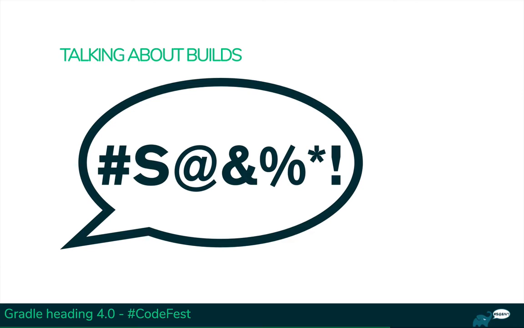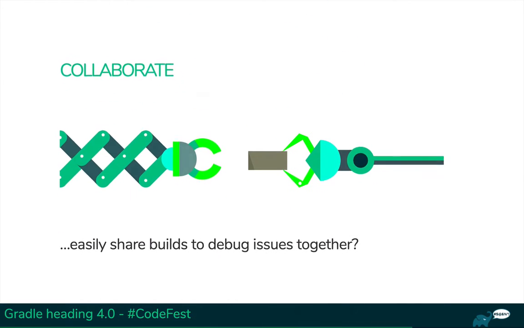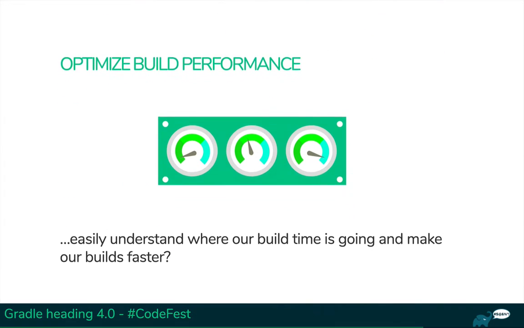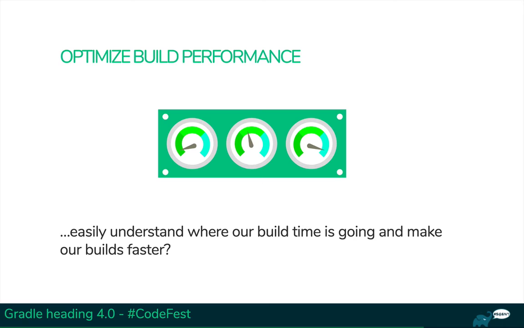So last but not least, talking about builds. I've talked about builds quite a lot in the last couple of years, and we noticed it would be really nice if we could make it easier to collaborate on builds, make it easy to share them and debug issues together. Also, it can be quite hard to optimize build performance. Even I, who work on Gradle Core, find it sometimes tricky to find the hotspots in your build, tweak them and understand where the build time is spent.